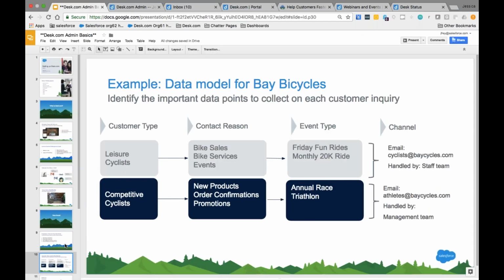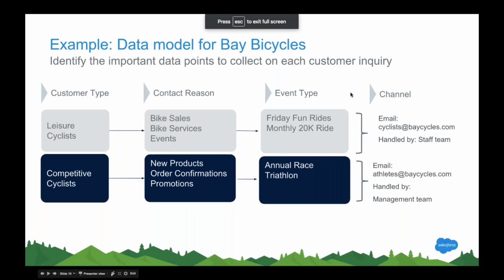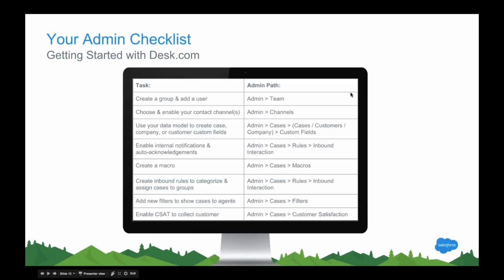So as we wrap up here today, we'll take a minute and review some of the topics that we covered. First and foremost, we started by adding our team members and groups to Desk. We enabled and talked about the inbound and outbound email channel options. We used our data model to create case custom fields. I also talked about company or customer custom fields, if that's something you're interested in.